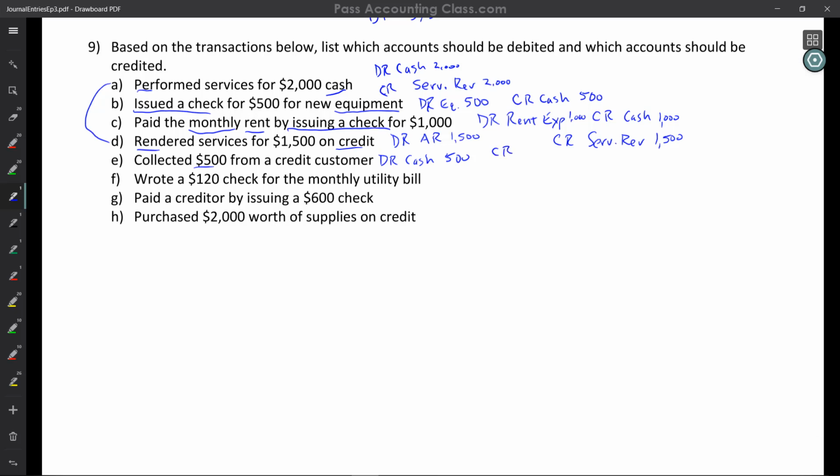Well, when we initially recorded the transaction, you can look in transaction D here. It says accounts receivable was debited. Accounts receivable represents the amount of money customers owe us. Some customer now paid us $500, so they owe us less. In order to decrease the balance of accounts receivable, we need to then credit accounts receivable for this $500. So we'll credit accounts receivable, $500.